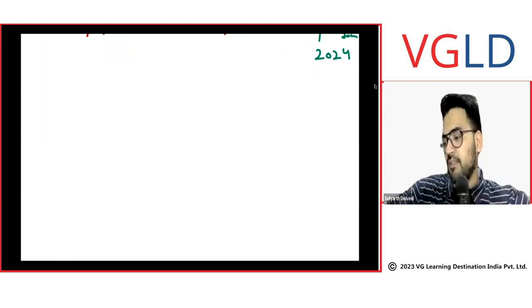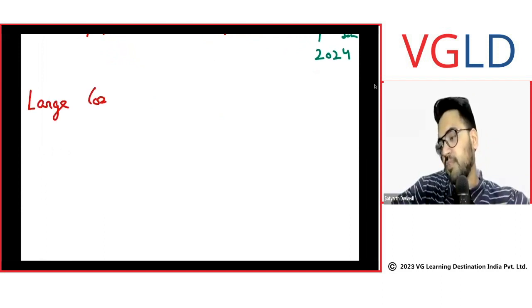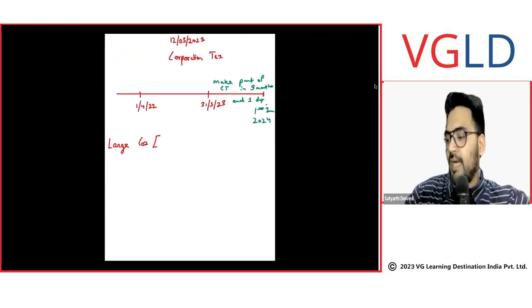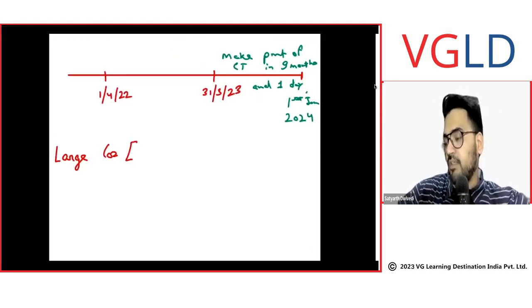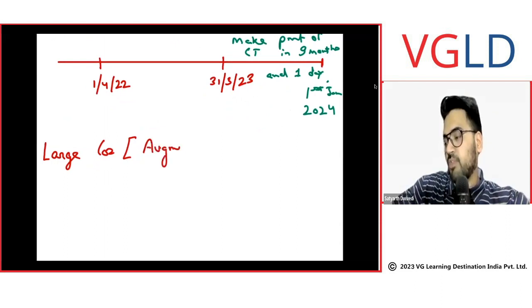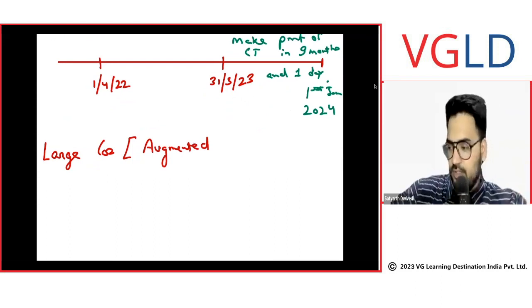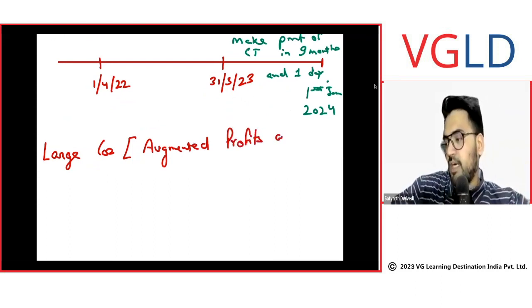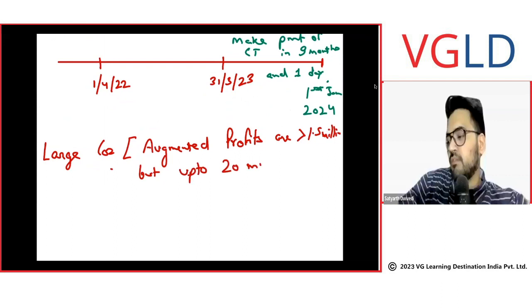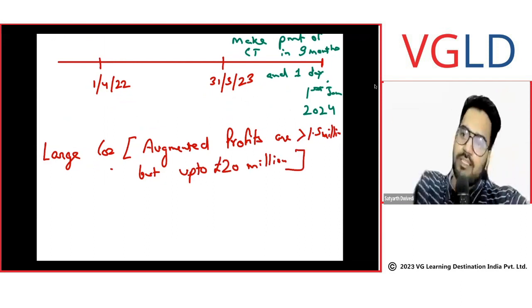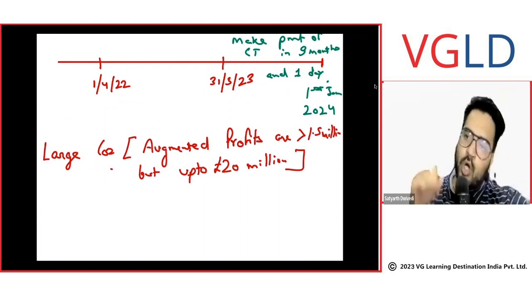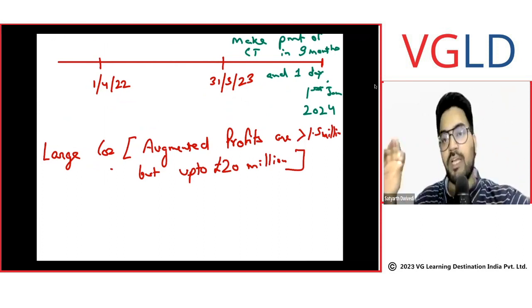And what are large companies? Large companies whose augmented profits. So this is another concept which I need to tell you. What is augmented profit? Where augmented profits are greater than 1.5 million, but up to 20 million pounds. Okay. We'll always be talking in pounds as far as UK tax is concerned. So large companies are the companies where augmented profits are greater than 1.5 million. So they need to make payment in installments.